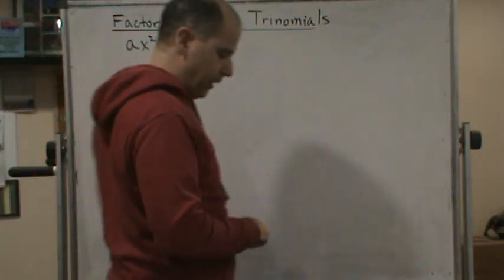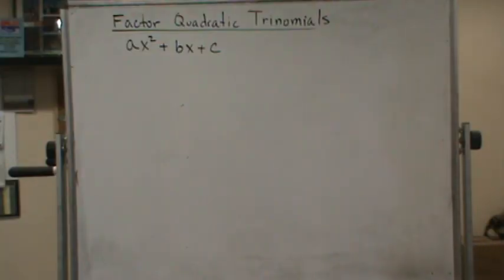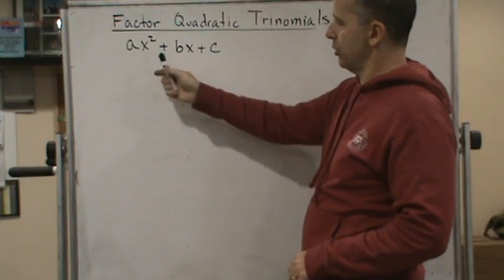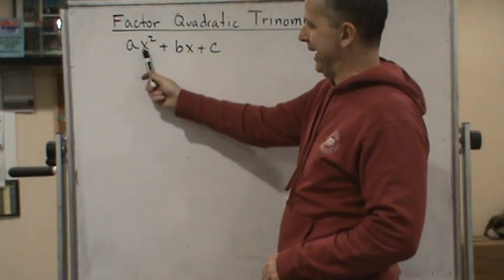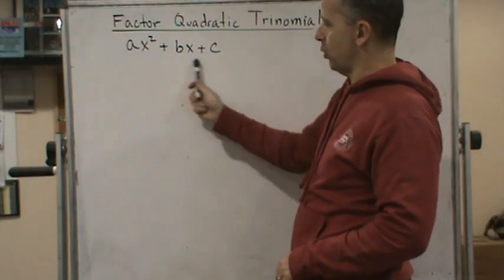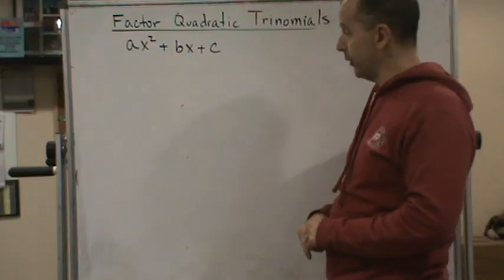All right, now we're going to talk about factoring trinomials. Okay, so quadratic trinomials. So this is a quadratic trinomial. So we notice we have a leading coefficient: ax squared plus bx plus c. So this is in quadratic form. So again, this is what we call a quadratic trinomial.